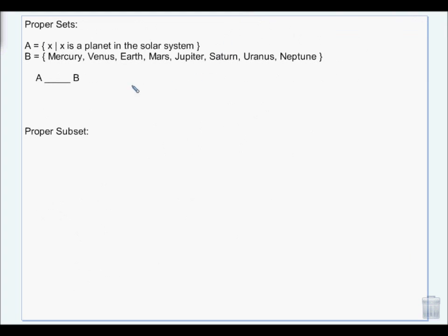All right, so proper sets, okay? If we have X such that X is a planet in the solar system, that's A, and we want to know if that's a subset of B. And B is Mercury, Venus, Earth, Mars, Jupiter, Saturn, Uranus, Neptune, and unfortunately no longer Pluto. Makes me sad. Okay, so yes, these are all the planets in the solar system. This says that it has to be a planet in the solar system. So it is a subset. But they're also equal.